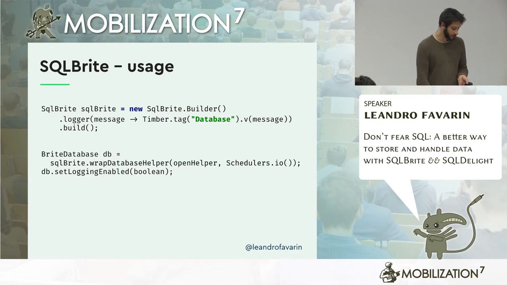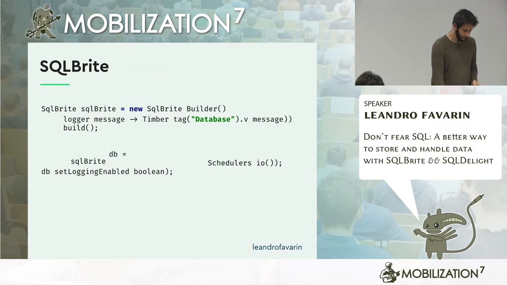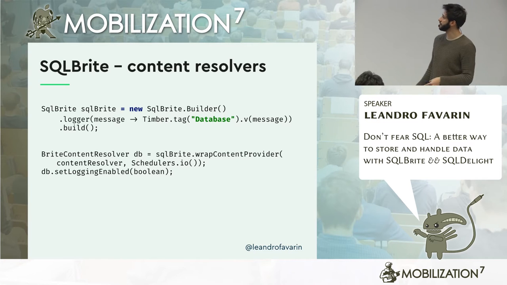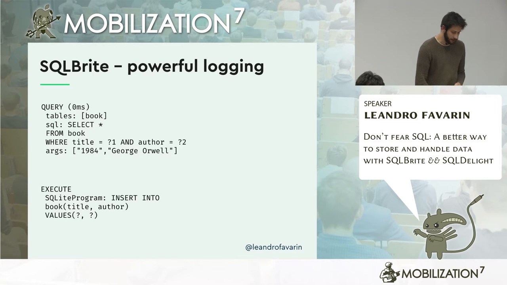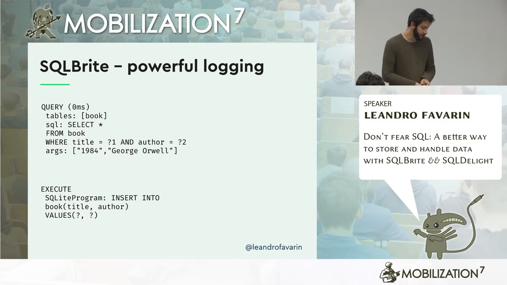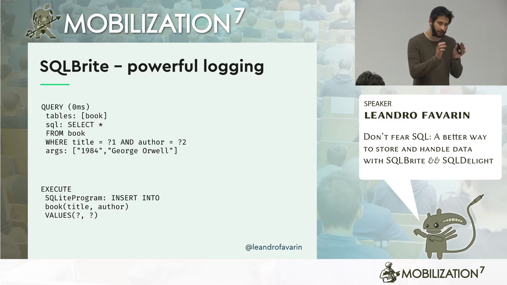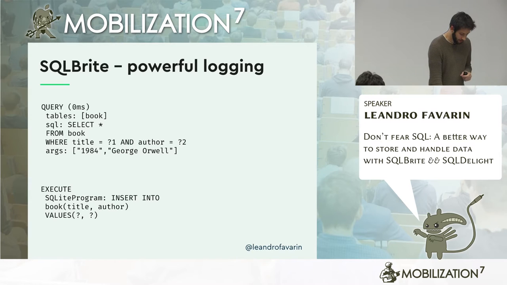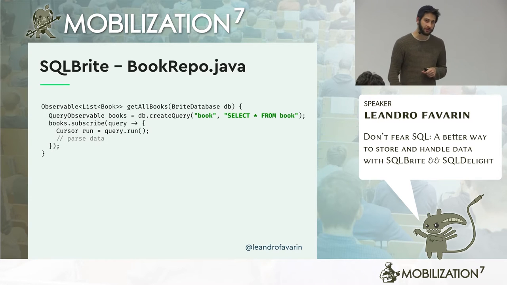Also, the same strategy works with the content resolvers. You can also define here if logging is enabled or not. And this is how you would use it if it was a content resolver. This is an example of the logging that the library provides you. Here I have just a query and an insert. And you can see here that it shows the bindings exactly. So we can log this. You can see that you're injecting the correct values in there. So it's very powerful.